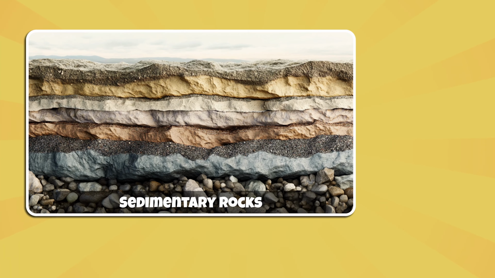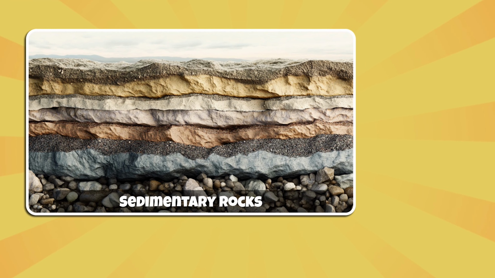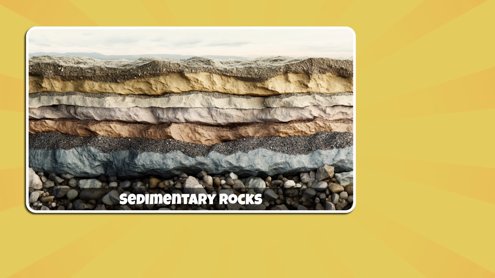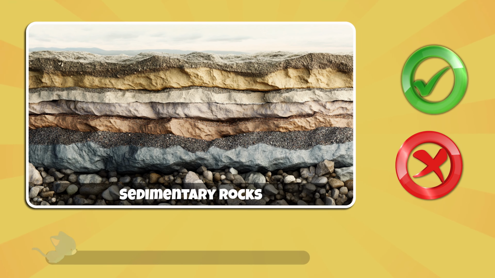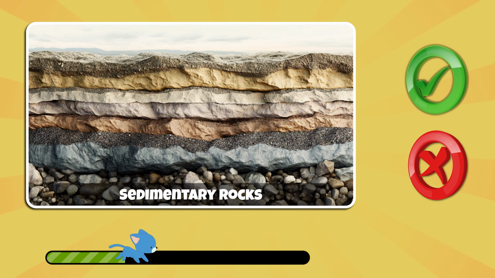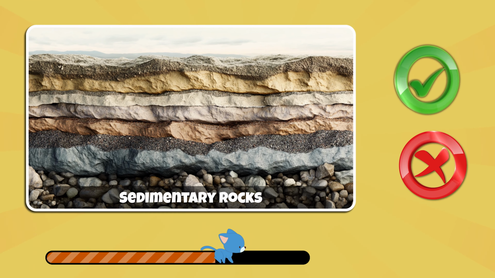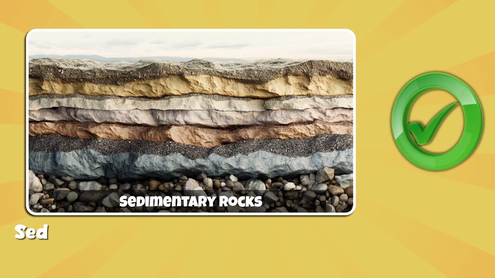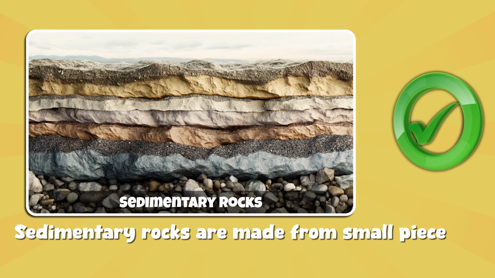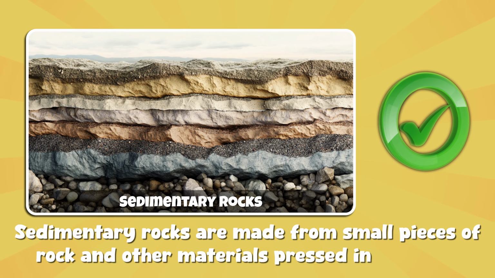Next up, sedimentary rocks form from layers of sediments that are pressed together over time. True or false? Stand if it's true, sit if it's false. That one's true. Sedimentary rocks are made from small pieces of rock and other materials pressed into layers.